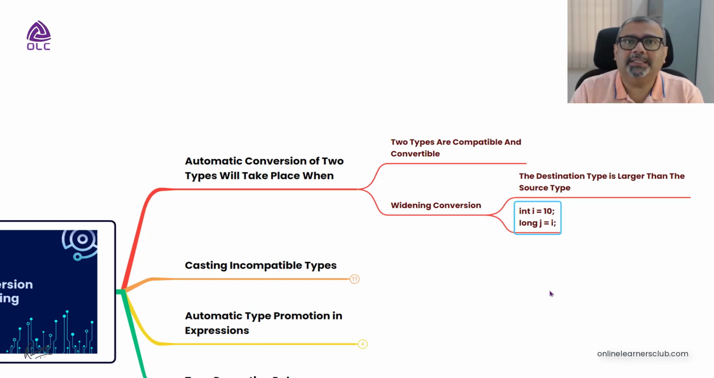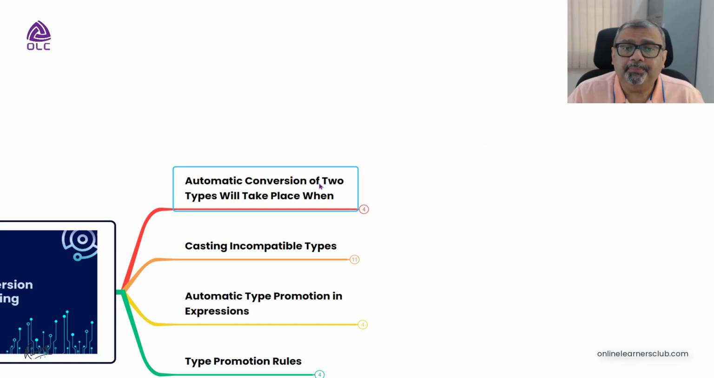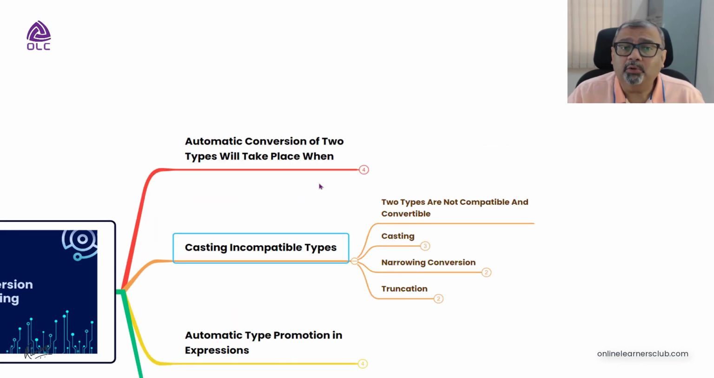I can just pour. Let's take an example. I have a half-liter cup and a 1 liter cup, and I want to pour the contents of the half-liter cup into the 1 liter cup. Very much possible, and that is what widening conversion is all about, where Java automatically supports using the long j to represent an integer value, and it very much works, which is pretty obvious.